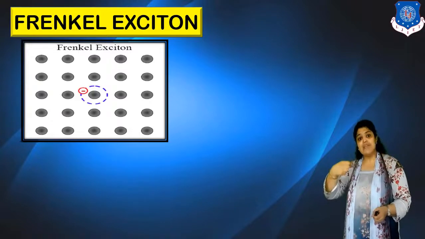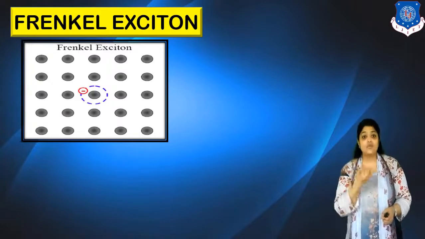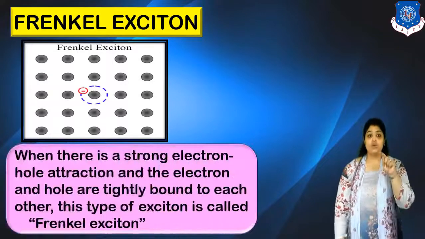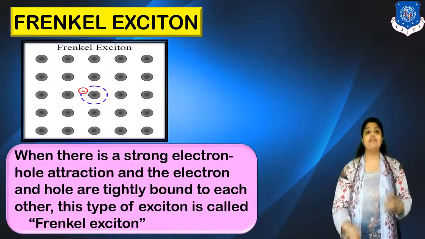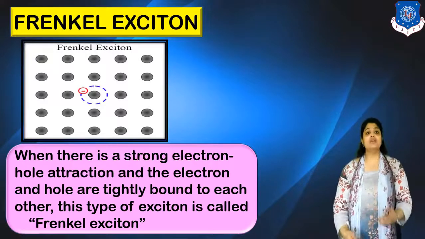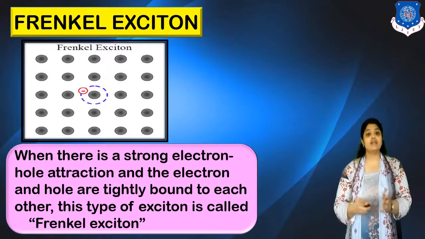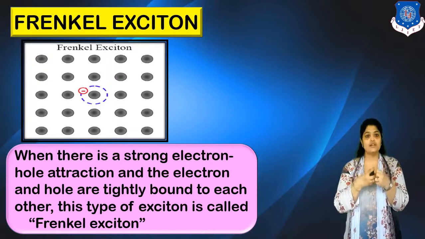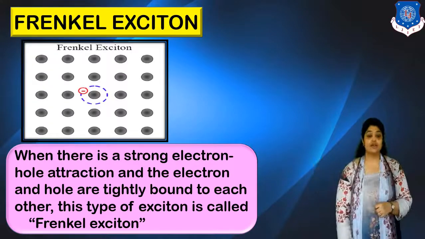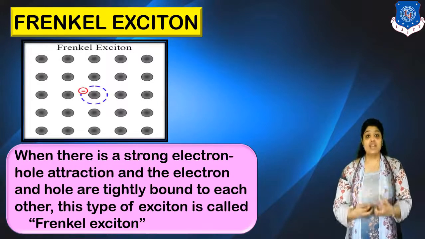You can see the space between the electron and the ion is very less. That means this attraction is very, very strong. So on the basis of this diagram, let me define a Frenkel exciton: when there is a strong electron-hole attraction and the electron and hole are tightly bound to each other, such a type of exciton is known as a Frenkel exciton. That means the strength of attraction is very, very high.